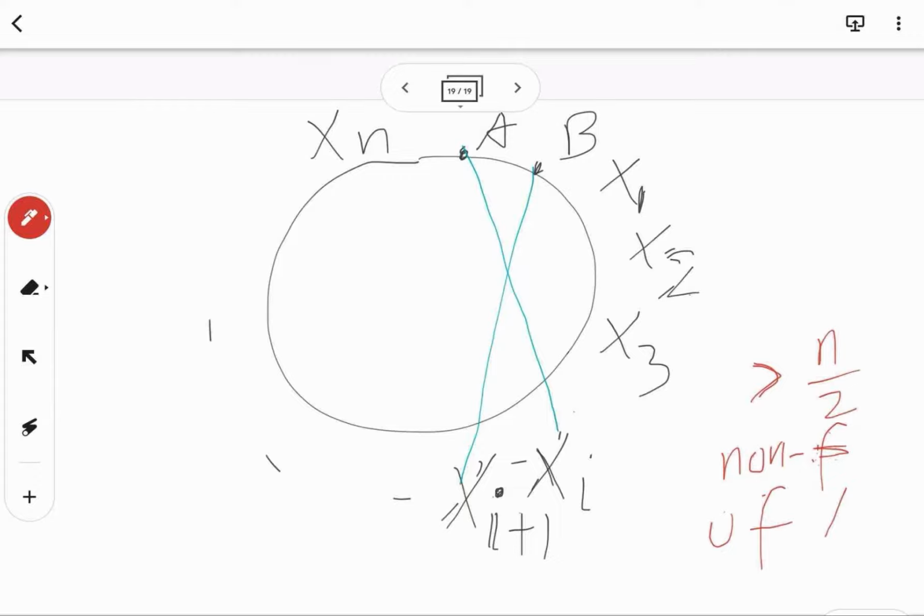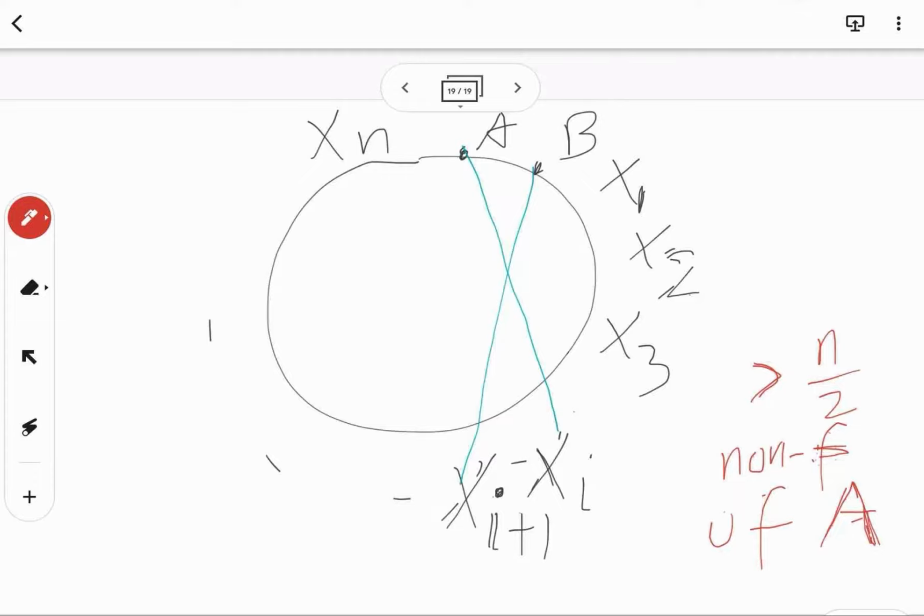So if we mark all the non-friends of a, we can also mark all the people who are one person clockwise to them, right? Because if xi is a non-friend of a, then xi plus 1 would be one person clockwise from xi. So we want to mark all of our xi plus 1s, and there are greater than n over 2 possibilities for xi plus 1. And there are also greater than n over 2 non-friends of b.